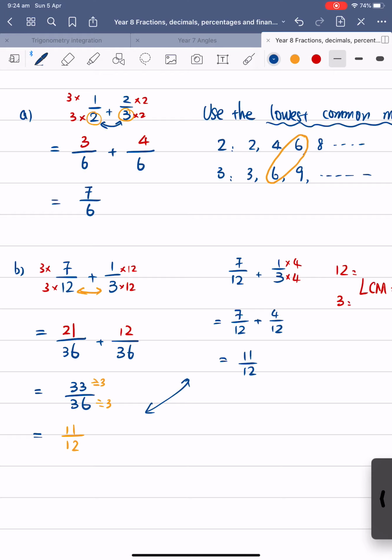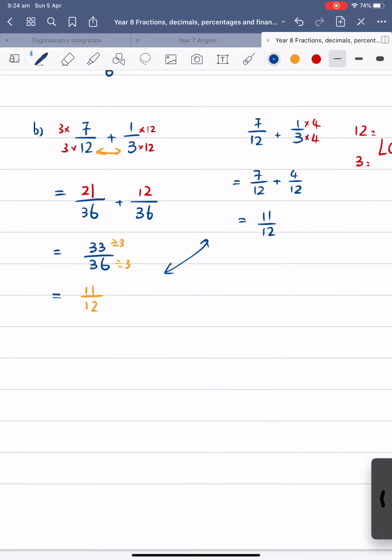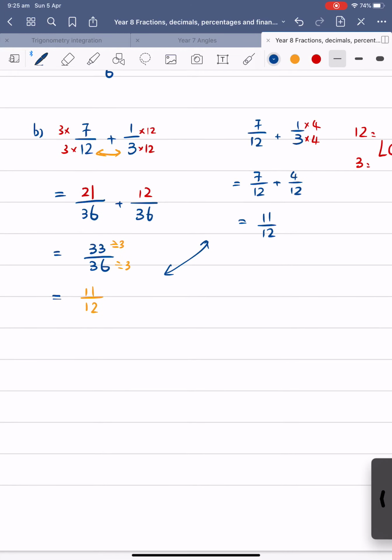I'd like to do another one at this time involving mixed numerals. How do we add or subtract mixed numerals? Let's try C. How about this one here? We have 4 and 2/5 minus 2 and 5/6. There's a couple of ways you can do this question. I prefer that you actually change the mixed numerals into improper fractions.